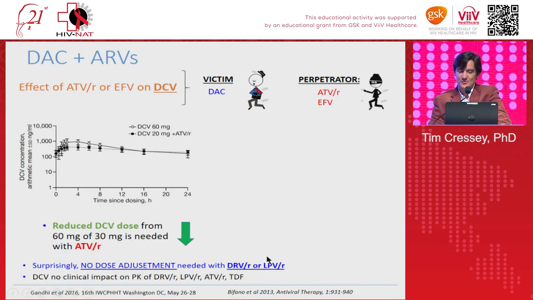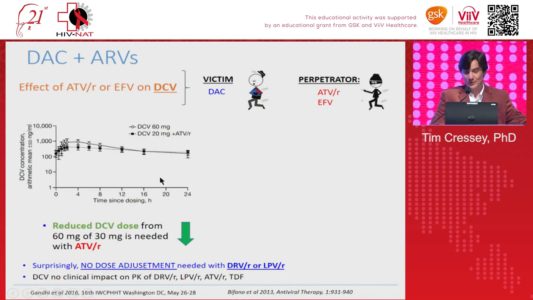But what's interesting, and this is why it was a bit of a trick question, we would assume then all boosted PIs would increase declastevir. So you would have darunavir, lopinavir, elvitegravir with cobicistat. You'd think it's a class effect that is increasing the declastevir. But when they did the studies with darunavir and lopinavir, they didn't see it. So the dose adjustment with declastevir is primarily for atazanavir, ritonavir, not for darunavir or lopinavir.